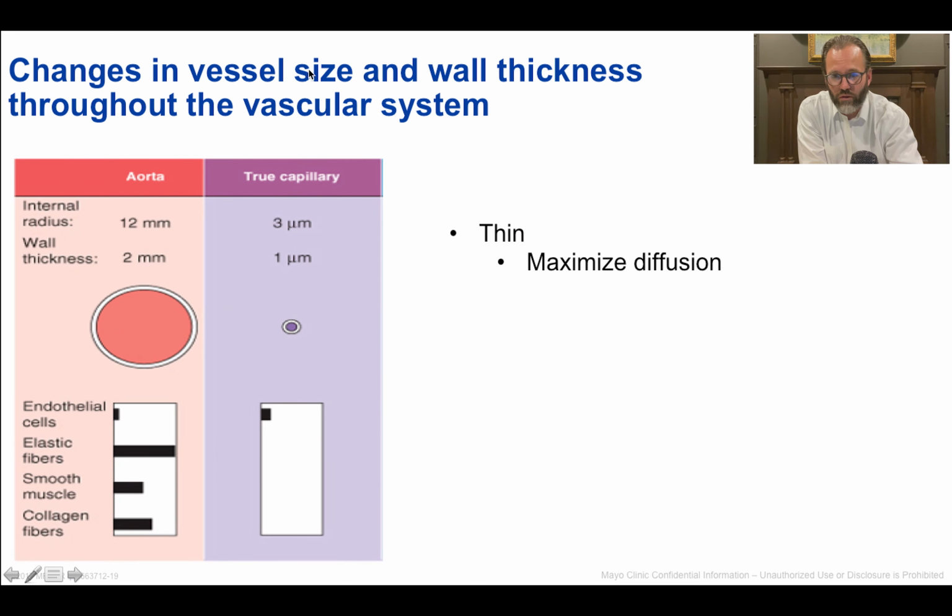Now, of course, when we look at true capillaries, they are extremely small, with an internal radius of 3 microns, a wall thickness of 1 micron, and again, being predominantly comprised of endothelial cells. And so these are just extremely thin and are there to optimize diffusion and minimize diffusion distance.